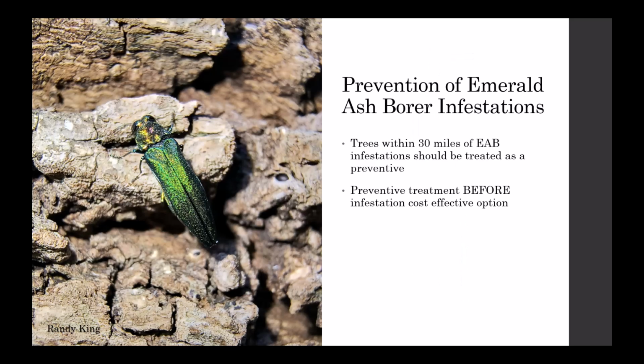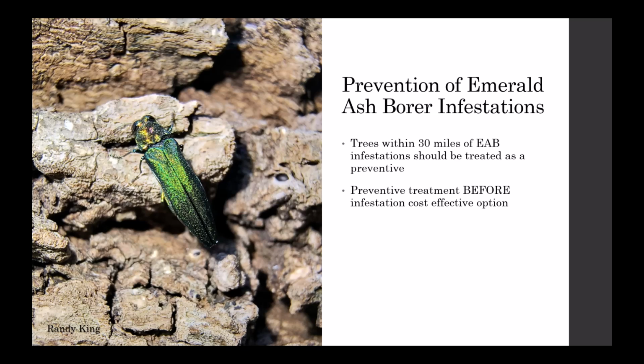Because emerald ash borer can be infesting an area for years before it is noticeable, it is recommended that trees within 30 miles of known emerald ash borer infestations be treated as a preventative. Treating versus removal of dead or live trees can be more cost efficient.